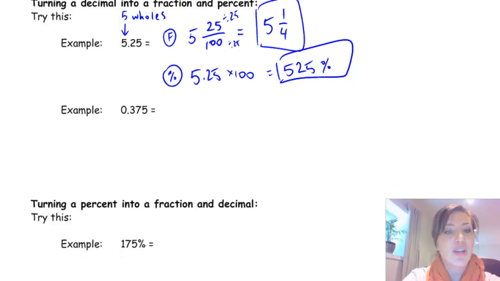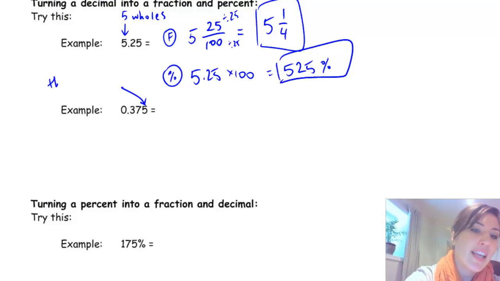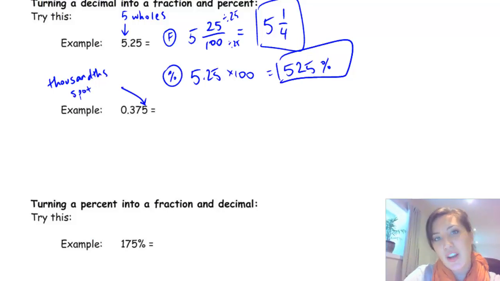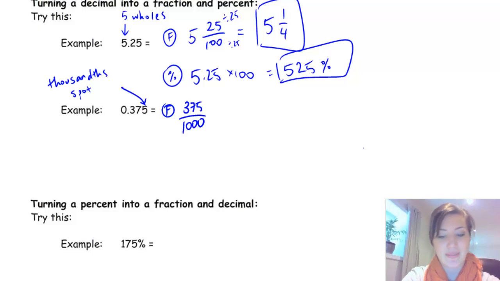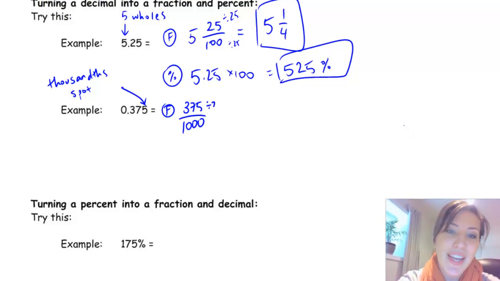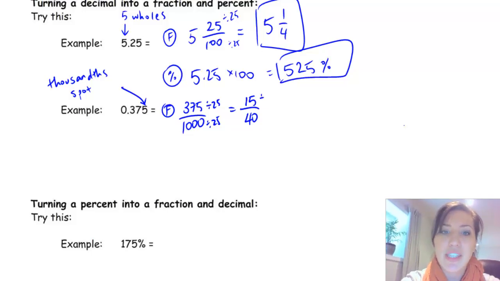Let's try another one. This one's a little bit trickier because we have this 5 here in the thousandths place. So that means that instead of putting it over 100, we can put 375 over 1,000. So as a fraction, this is 375 over 1,000. Can we reduce this? Yes, we can. Both divided by 25 will give us 15 over 40. Oh, can we keep reducing this? Yes, we can. Both of these divided by 5 will give us 3 over 8.